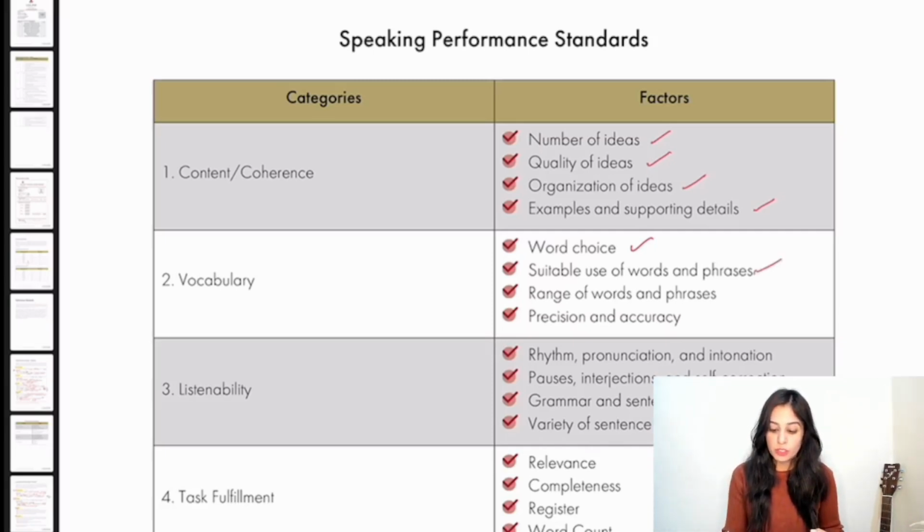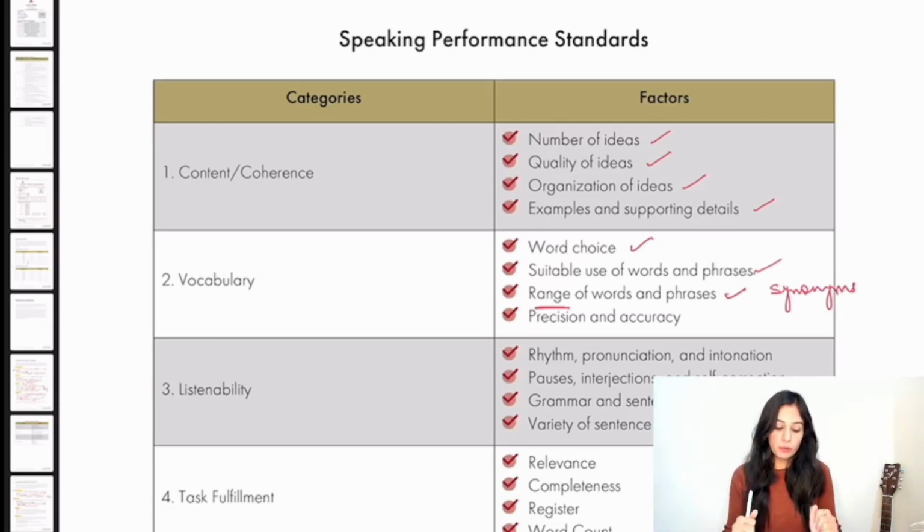Then suitable use of words and phrases, again pretty much the same thing, but in terms of words and phrases. Then range of words and phrases. Here you have to use synonyms, because the focus is on range. And when we are talking about range, we are not talking about complexity of the words. You don't have to become Dr. Shashi Tharoor. You do not have to become William Shakespeare. You just have to use wide range of vocabulary by using different synonyms.